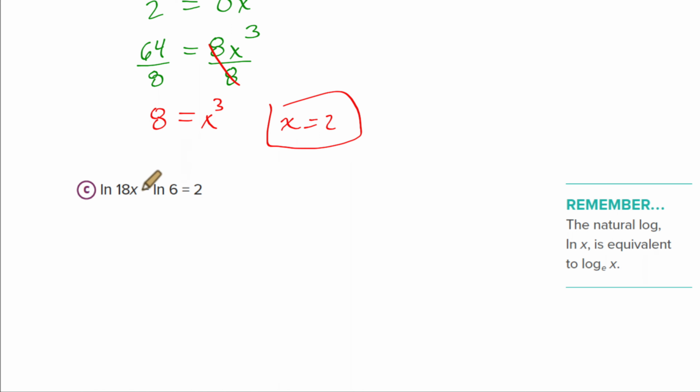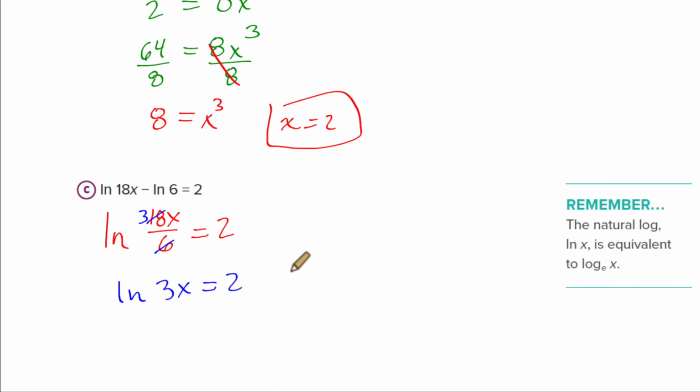This is a natural log, right? So this is base e. It's just log base e. So it says subtract. So we know from our rules that this is all equal to, if we condense it, the natural log of 18x divided by 6. Okay, that all equals 2. What I'm going to do is reduce this a little bit. 18 over 6 is 3. So this is really the natural log of 3x is all equal to 2.